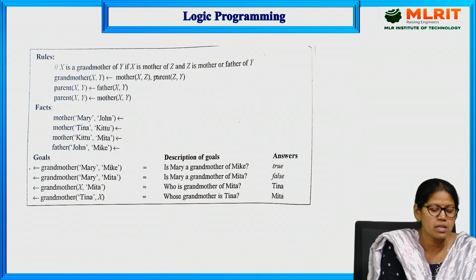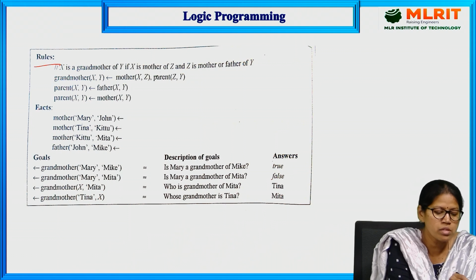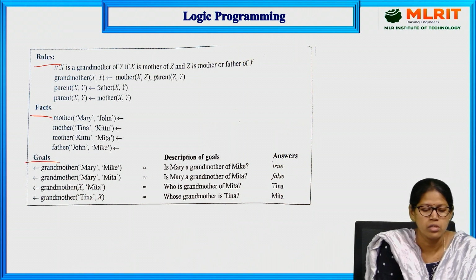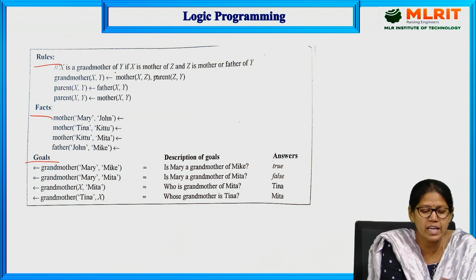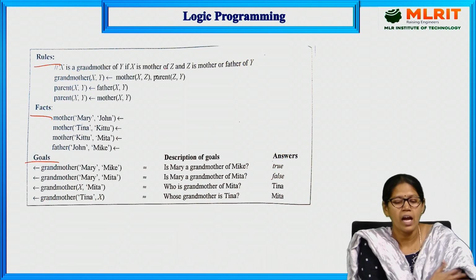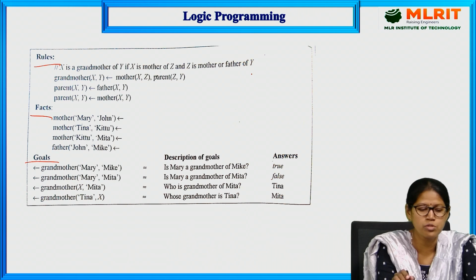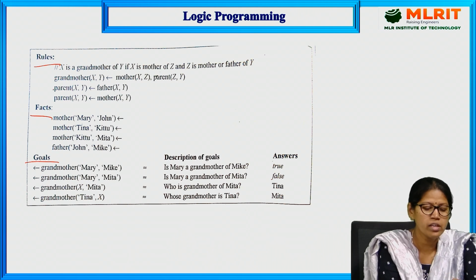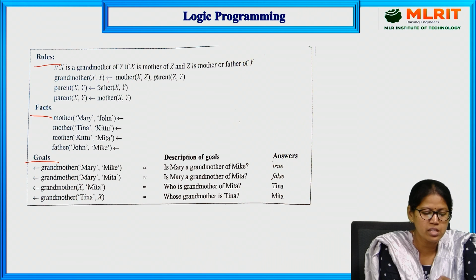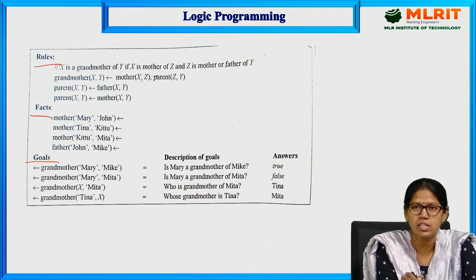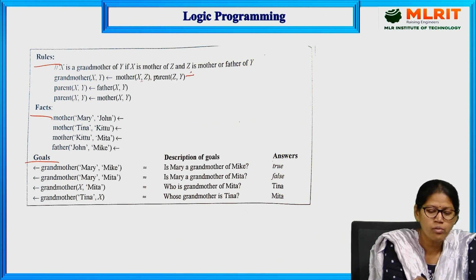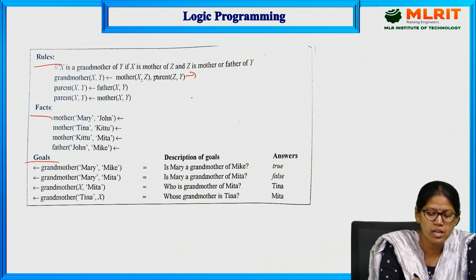Let's see the example. So here, the rules, facts and goals. The rule is: X is a grandmother of Y if X is a mother of Z and Z is a mother or father of Y. There is no specification. So here we have written it like this: grandmother of X comma Y is implied by mother of X comma Z, parent of Z comma Y. Then how we will convert this as follows.